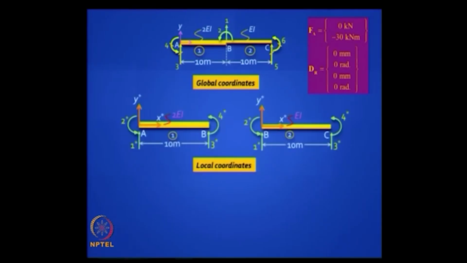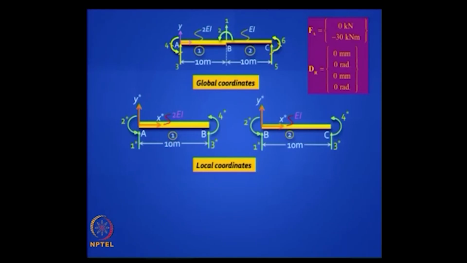Now local coordinates, you have two elements, both of them have the same span, 10 meter, they look alike, except the EI value is different. You have 2 EI for the first element and just EI for the second. Do not plug in the EI value straight away because it gets eliminated, but if you want you can include it, okay. So 4 degrees of freedom, very easy to do. Now what is your next step?